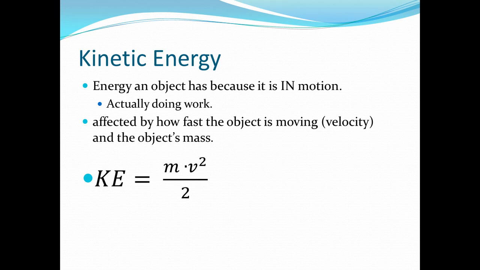We're going to have a formula. The formula for kinetic energy, which we abbreviate as KE, is the mass of the object times the speed, or velocity, that it is going, squared, and you divide the whole thing by 2. So if you take a look at this formula, what has a bigger impact on kinetic energy? Mass or velocity?